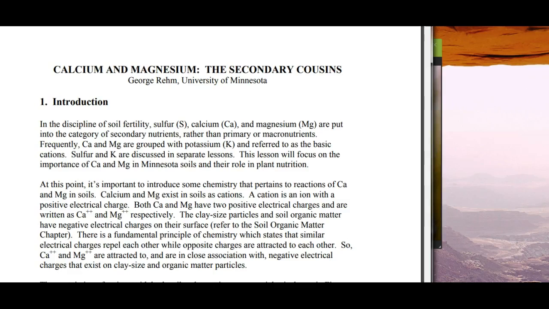Okay, students, this is our lecture on calcium and magnesium. This is the handout that I did not get to you, so you won't have this in your pack because I couldn't get it printed out the day I was trying to do it. Let me move this over just a little bit.